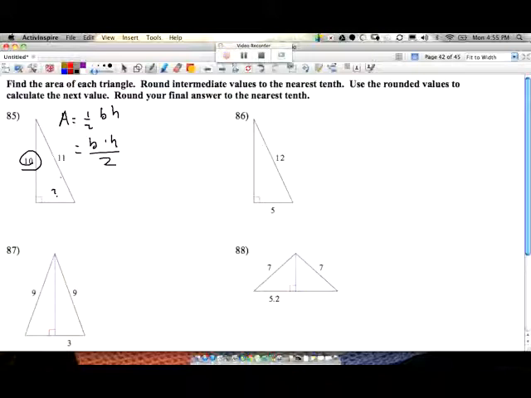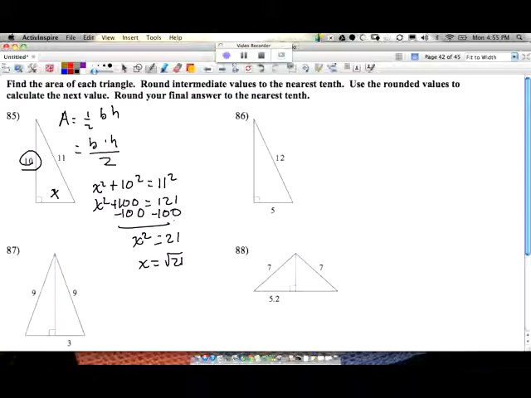And they give me this height here, but I'm missing the base. So how do I find the base? Well, the base I have to find by doing Pythagorean theorem. Well, Pythagorean theorem would tell me that, let's call this x, so x squared plus 10 squared equals 11 squared. That gives me 100 here, 121 here, and this is x squared plus that. We do some algebra. X squared equals 21. So I mean x equals square root of 21. Right here, this is square root of 21.